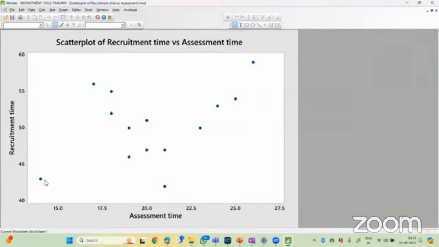because even if my assessment time is less, around 17 days, still my recruitment time is high. Even if it is 25 days, still it is high. Even if it is 20 days, still sometimes low, sometimes high. There is no relation. So assessment time is not the root cause.